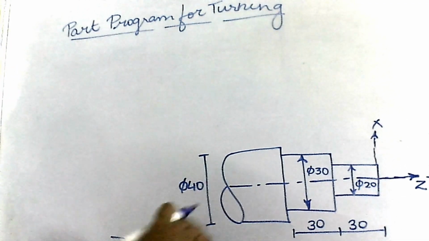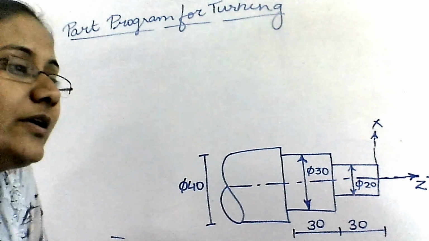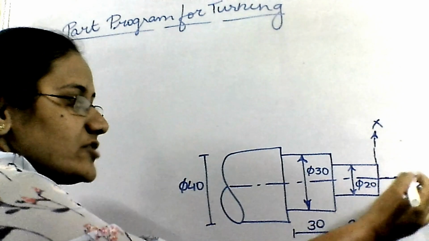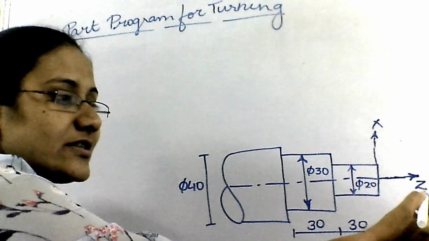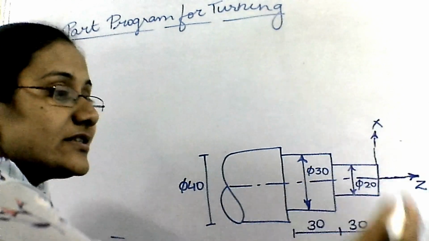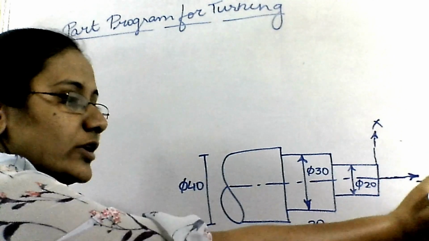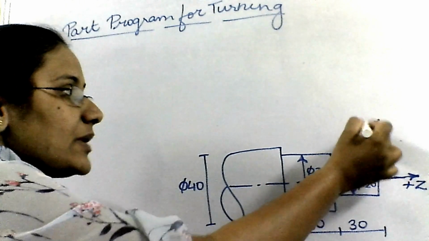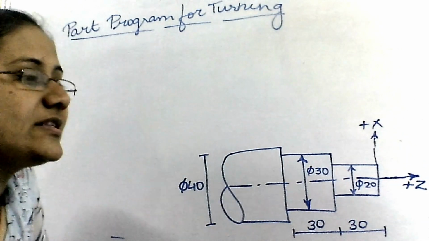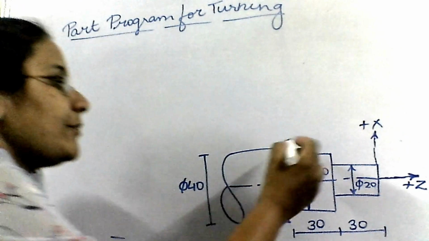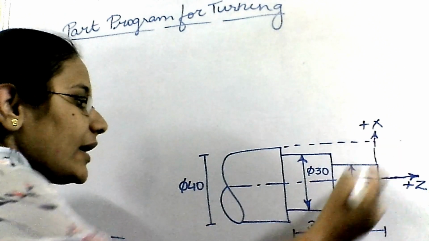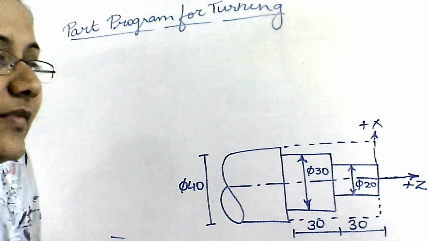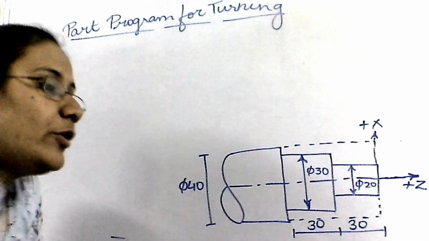So this is the component and we have to perform turning operation. Once again, I'll just revise the axis. The horizontal axis is the Z axis and the vertical axis is the X axis. Moving to the right, it's plus Z. Moving to the left, it's minus Z. Moving up, it's plus X. Moving down, it's minus X. To begin with, I have to consider that my component is of this shape and I have to perform turning operation.